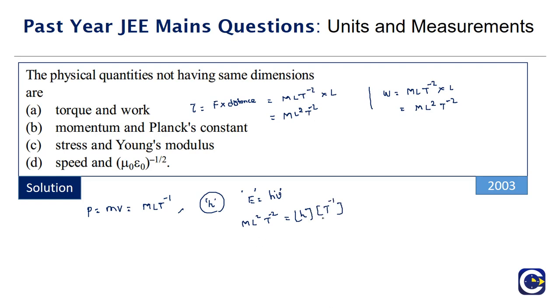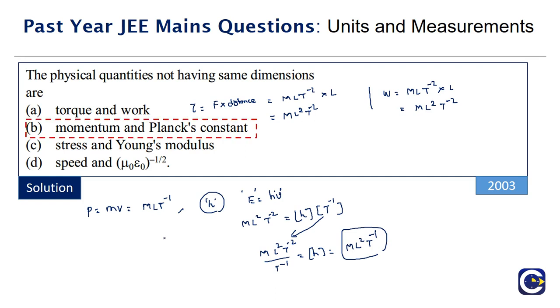So when we bring the t to the power of minus 1 to the LHS, we have m L square t power minus 2 divided by t power minus 1. So the final dimensional formula for Planck's constant will be m L square t to the power of minus 1. So what we see here is that the dimensions of momentum and Planck's constant are different. So the right answer for this would be option B.